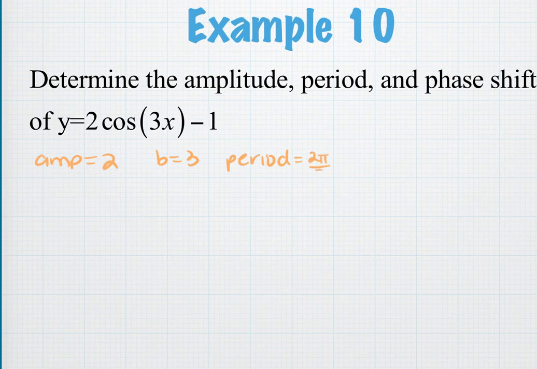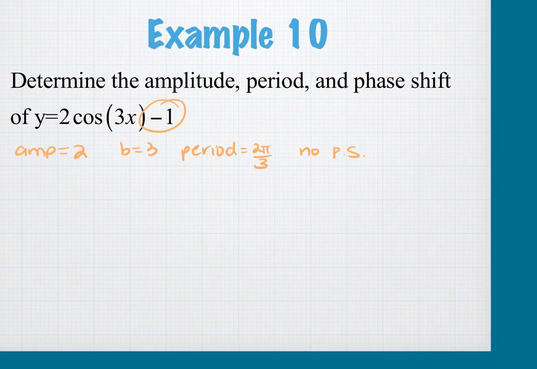Two pi over 3. And is there a phase shift? No phase shift. Is there a reflection? No. And then the last thing means? Down 1. So I'd plot my points. I do 2/3 times a fourth, a half, 3/4. Plot your 5 points. It's cosine. It starts at 2, comes down, down, up, up, and then take everything and shift it down 1. Good?